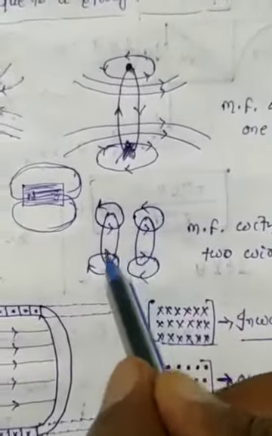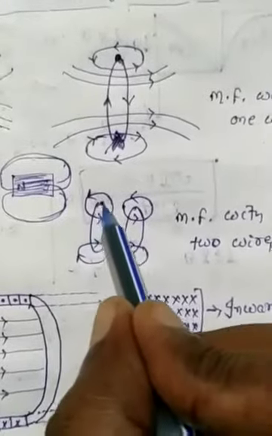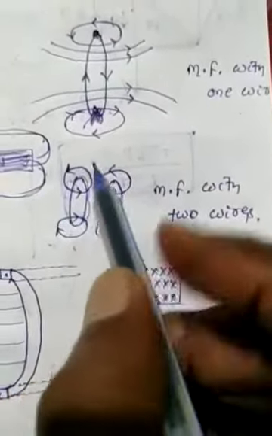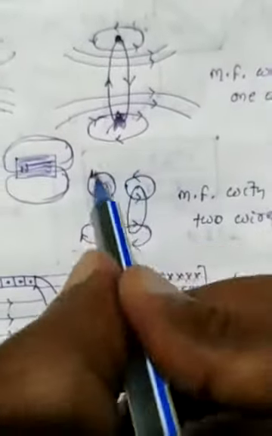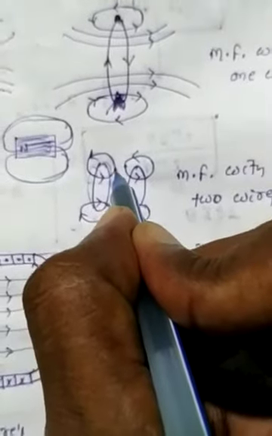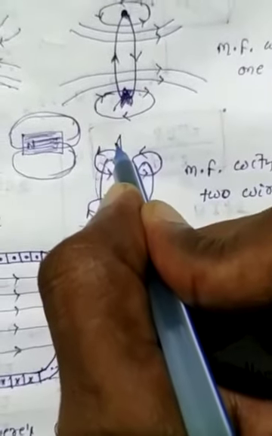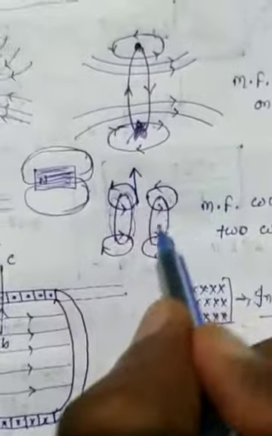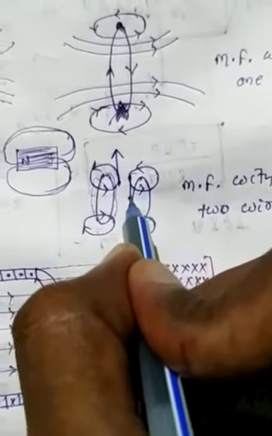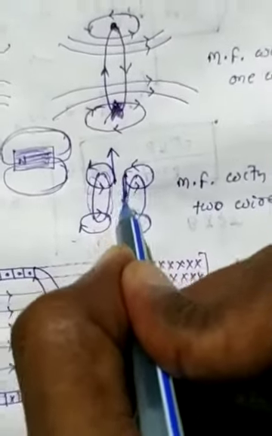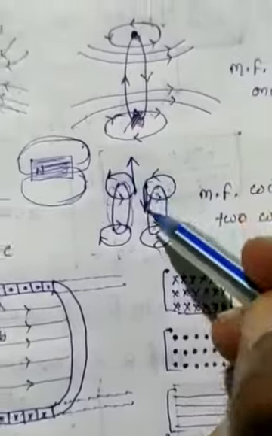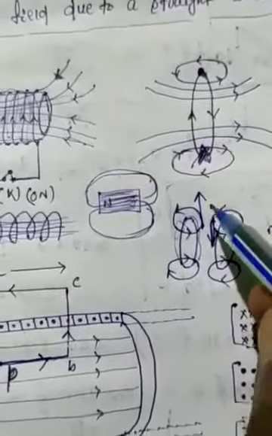Similarly, if two wires are there, this is the magnetic field with two wires. This is the first wire and this is the second wire. But in this case, the tangent upon the lines of force gives the direction of magnetic field. In this case, this is the direction of magnetic field. But these two fields are equal in magnitude and opposite in direction, and hence they cancel each other.